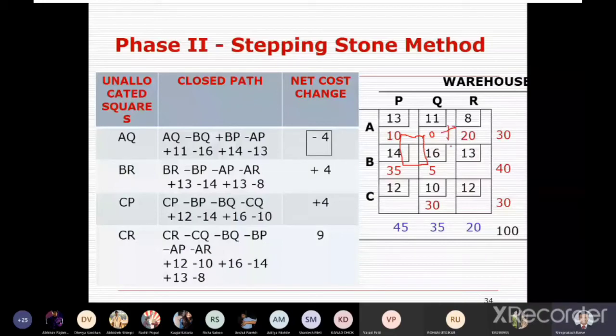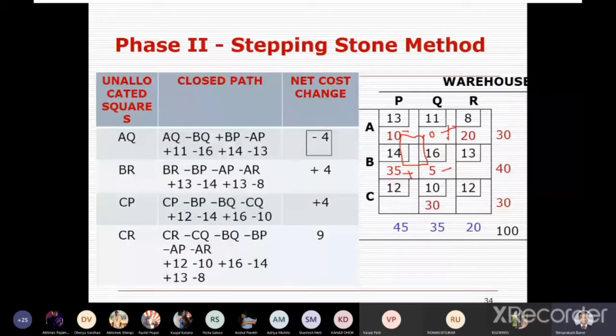From where I started, mark there plus, because I want to add something here. I want to add some allocations here, and I want to check if allocations are shifted there, whether the transportation cost is reduced, or whether the net cost is getting a minus sign or not. So this is plus, this is minus, next is plus, and next is minus. Like this, I have made this closed path.